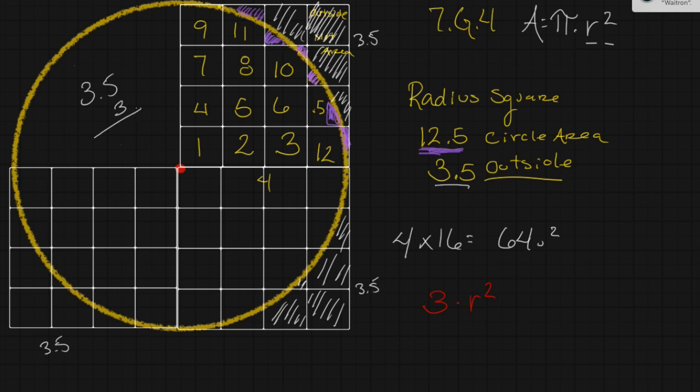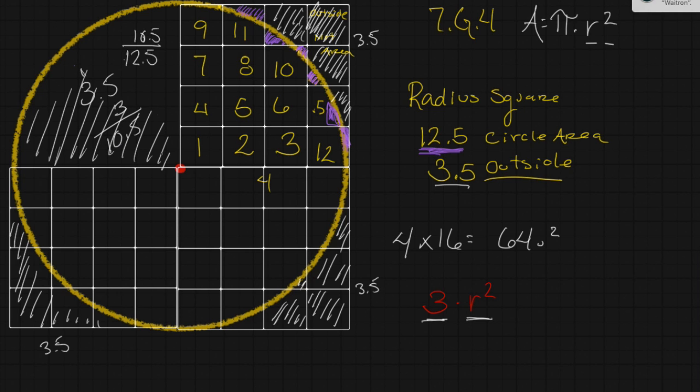3.5 times 3 will give me 9, 10, 10.5. That is not the 12.5 I need, but it's close, right? Remember, I needed 12.5, and I'm only getting an extra 10.5. So it looks like 3 groups of the radius square is enough to cover most of the circle. It'll cover all of the inside, and these extra white pieces out here will be enough to cover this almost. So 3 times the radius square is almost enough.